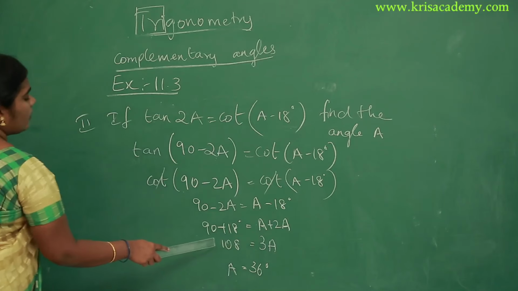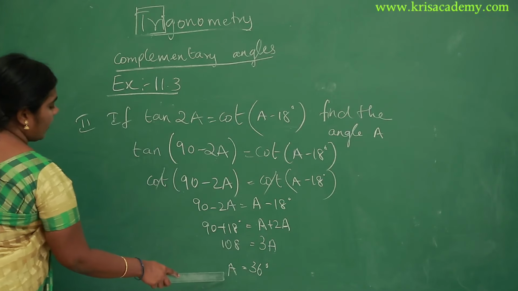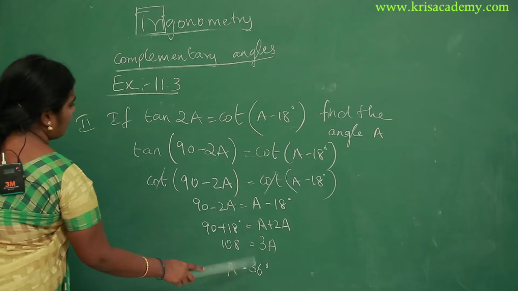In the 3 table, 108: 3 3s are 9, 3 6s are 18. So angle A value is 36 degrees.